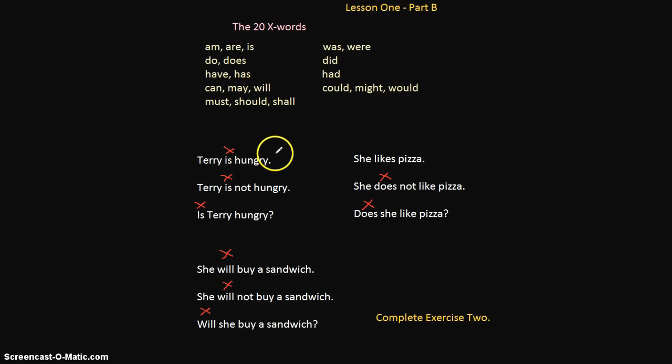In many sentences we can find the X word in all three forms: affirmative, negative, and yes/no. Sometimes affirmative sentences don't have an X word, like she likes pizza, but when we change to negative or make a yes or no question, we do have the X word places, and we can see the X words. So, in summary, there are 20 X words in English. They're all listed up here.